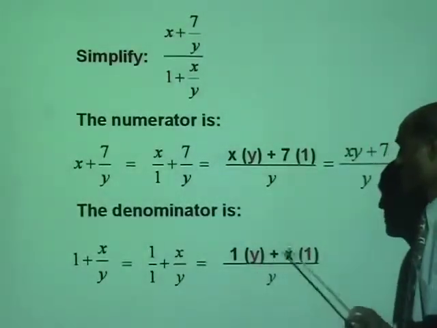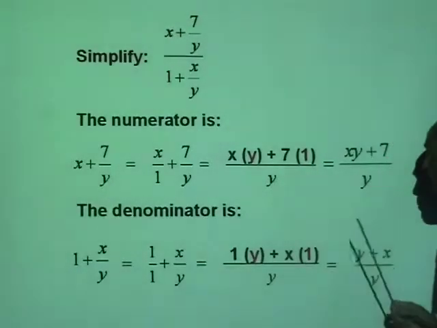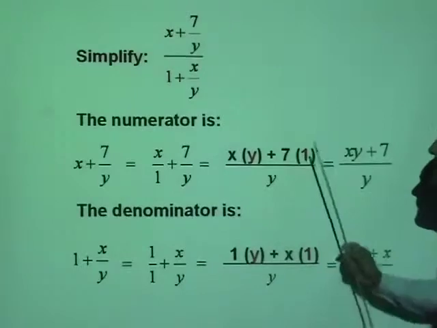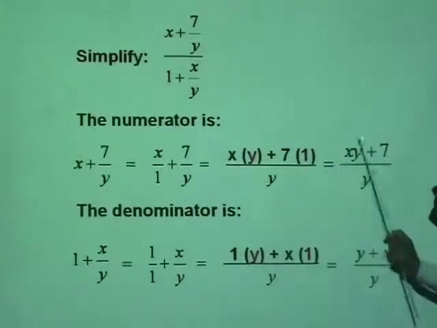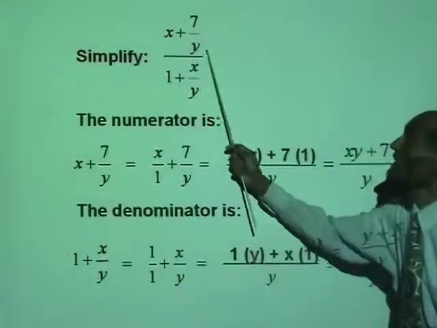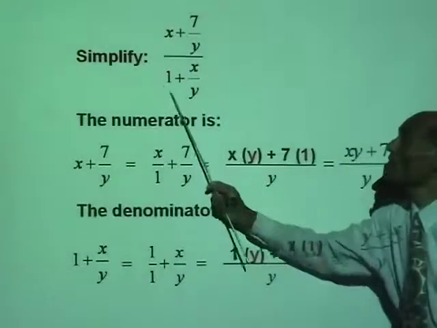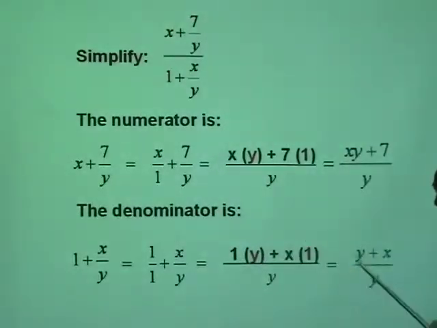So what is this equal to? This will be y plus x over y. Okay? So the denominator now is this quantity. So this numerator can be replaced by this, and this denominator will be replaced by this.